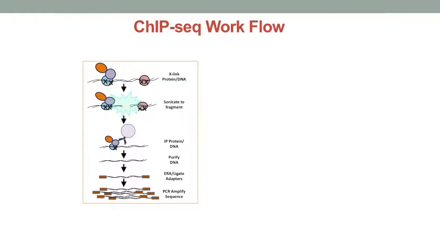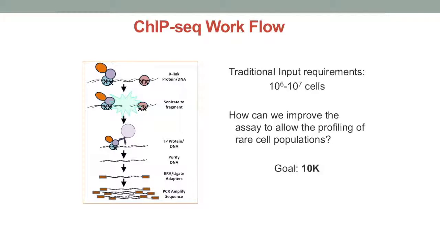So the ChIP-seq workflow is simply you cross-link your protein-DNA interactions using formaldehyde, you sonicate your genome to fragment it into fragments, and then you use an antibody to immunoprecipitate your protein and its bound DNA. Then you purify the DNA and deep sequence it to identify where your protein is binding DNA. Traditionally, this assay works with inputs in the millions to 10 million cell range. However, we were interested in improving this down to around 10,000 cells, which will allow us to use samples we get from clinical populations.